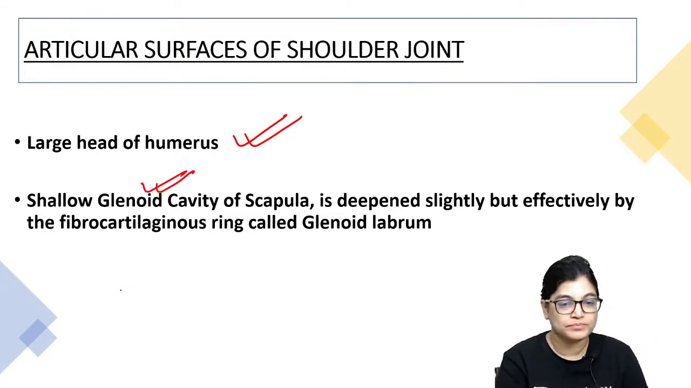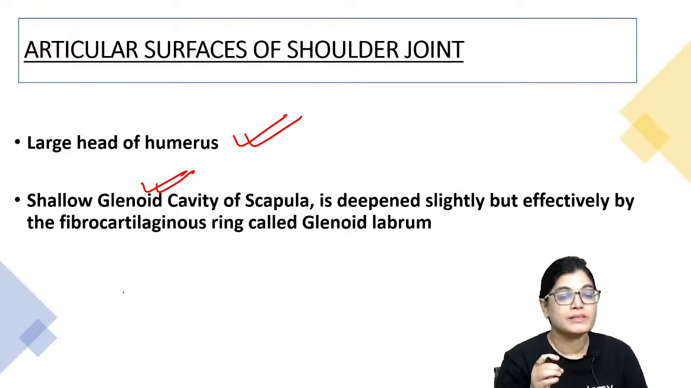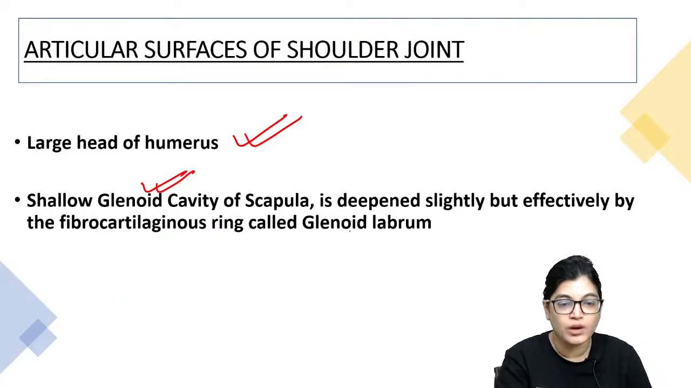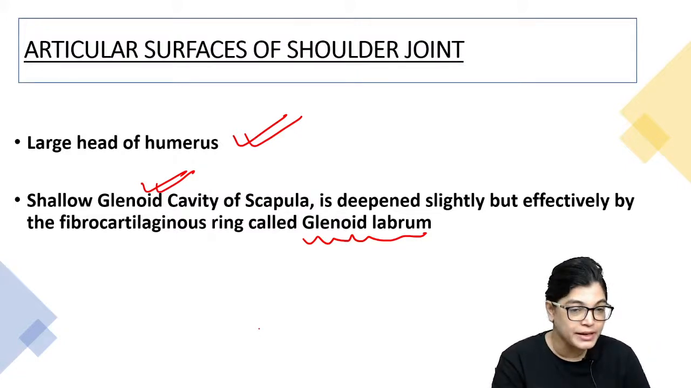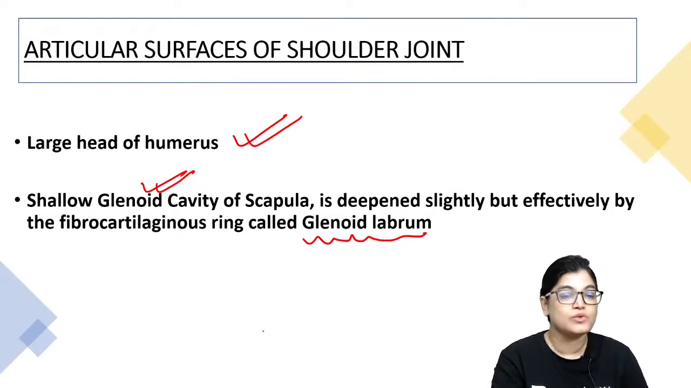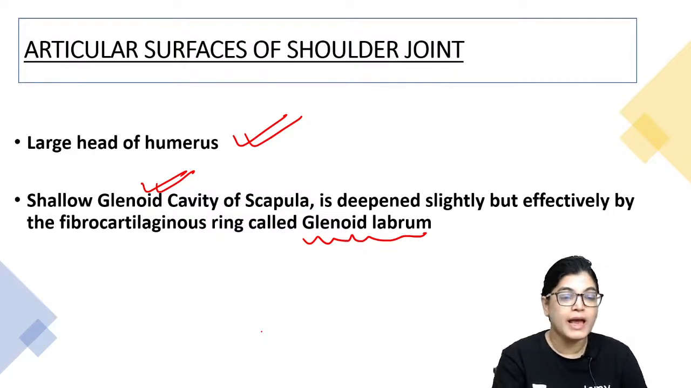Now, for proper stability, and because we don't want the shoulder joint to get displaced, this cavity is deepened by the presence of a fibrocartilaginous rim. And what is the name of the rim? The name of the rim is the glenoid labrum. The glenoid labrum is a very important factor for the stability of the shoulder joint. It is attached to the periphery of the glenoid cavity and deepens the shallow cavity so that the head of the humerus can be accommodated inside.